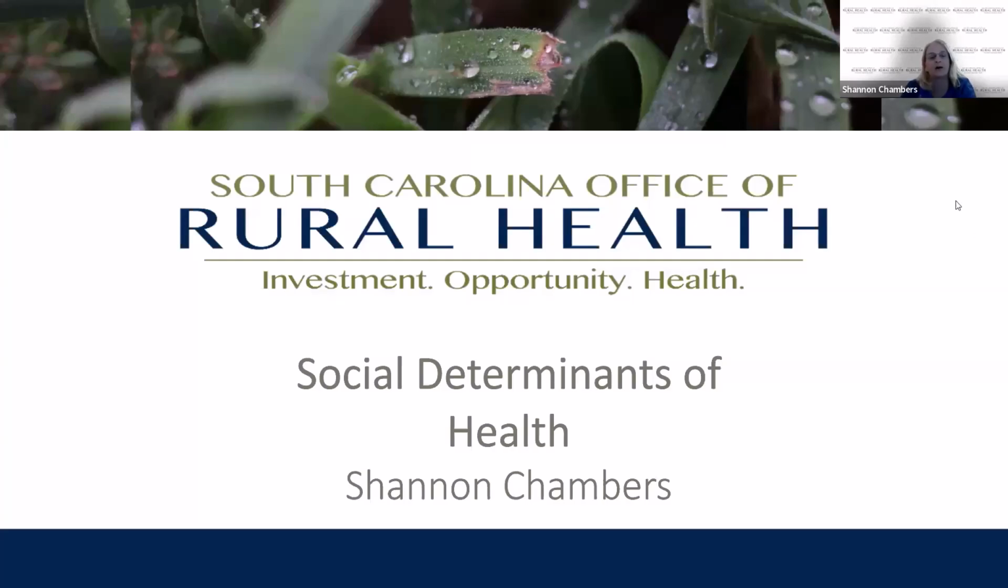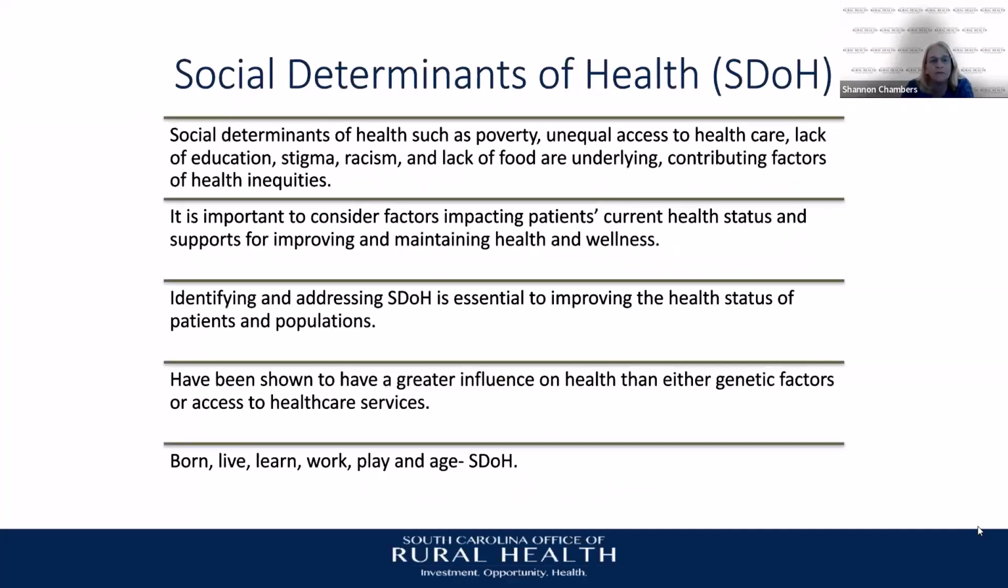So today we're going to talk a little bit about social determinants of health. We're going to talk about EHR optimization and how to utilize your EHR to really start to meet this. Next slide, please. So what are social determinants of health? They're everything such as poverty, access to healthcare, lack of education, stigma, racism, and lack of food. All of these are contributing factors to health inequities. It's important to consider what factors are impacting our patient's health. Because if we have a patient that has diabetes, but they don't have access to healthy food options, then are we really making an impact on that patient? We want to identify and address social determinants of health to really help improve that health status of the patients and the populations that we serve.